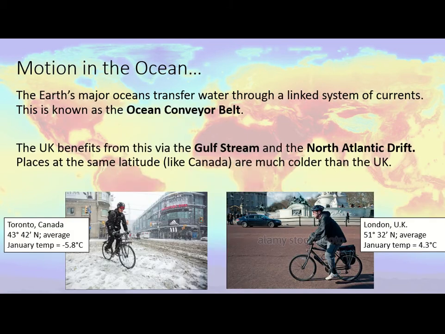Okay, so why that's important. Now, hopefully you've watched the video and you've got a really good understanding of this ocean conveyor belt. The Earth's major oceans, and this is me sort of summarising that video, transfer water through this linked system of currents, which we call the ocean conveyor belt, as I've mentioned. Now, the UK specifically benefits from that, and the Gulf Stream and the North Atlantic Drift are the two currents that we really want to focus on. And to highlight this, in terms of our latitude, so our distance above the equator, the UK is 51 degrees above the equator. The equator is 0, okay? So the higher that number, the further away from the equator you are.